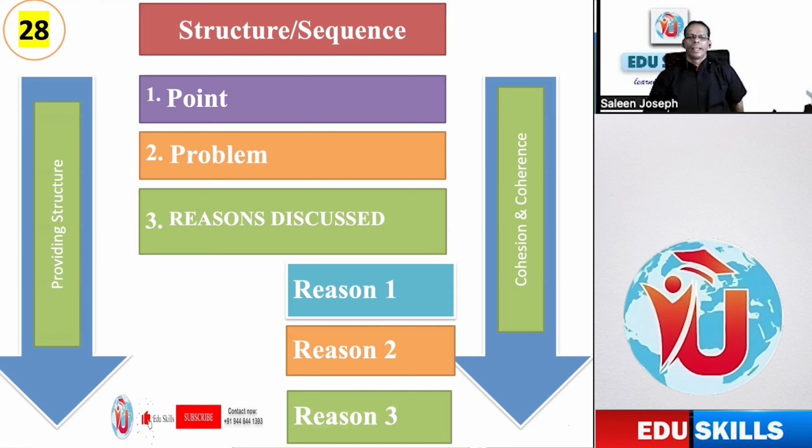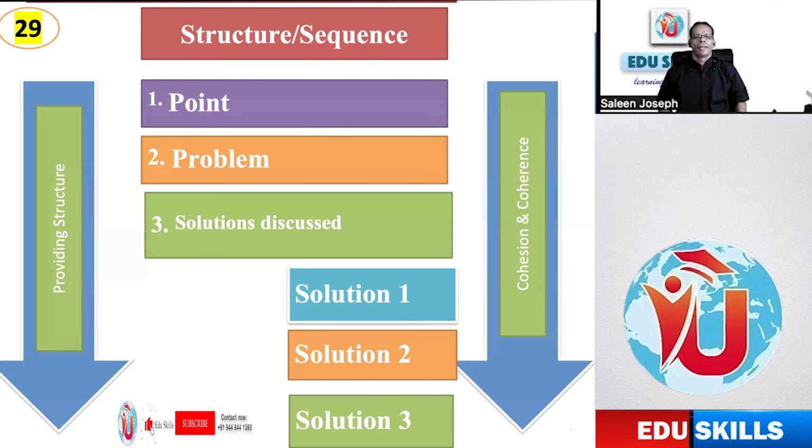So don't spend your time in the initial part of the text. Run into the synonyms or the word reason, where you find the word reason. See, in another structure there will be a point, a problem, solutions discussed. Instead of reasons, they can also discuss solution 1, solution 2, solution 3. One of these solutions must be the answer.